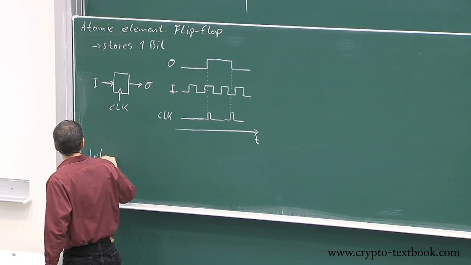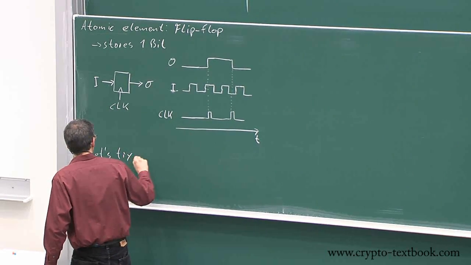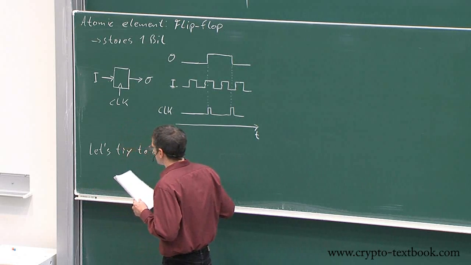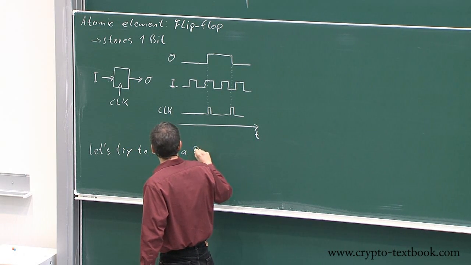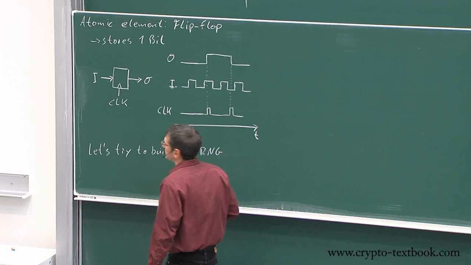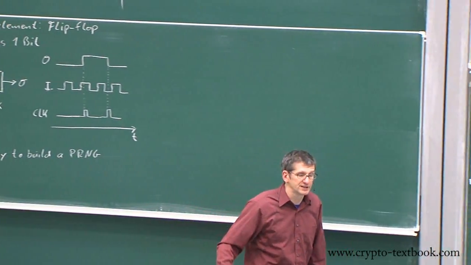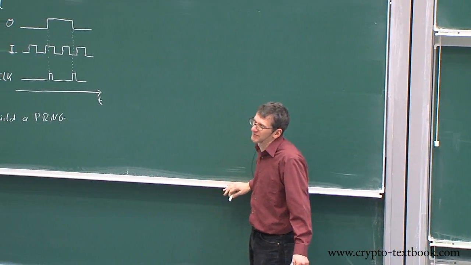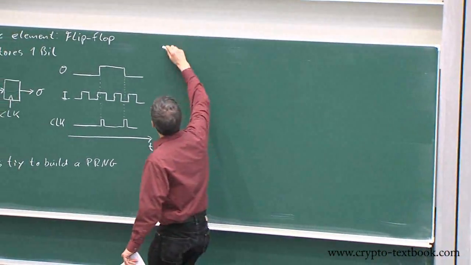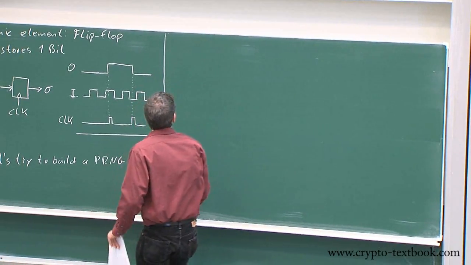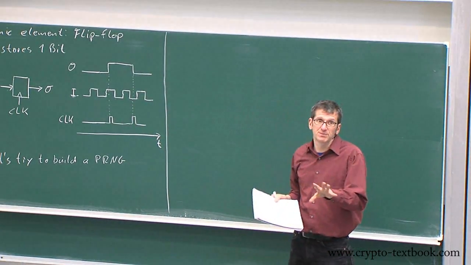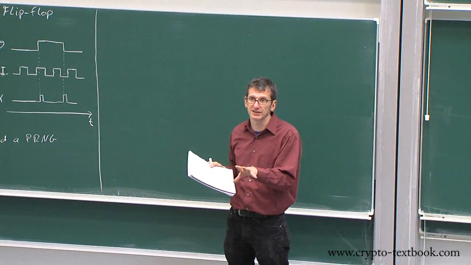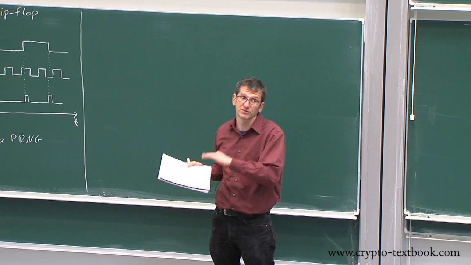Let's try to build a PRNG. Okay, so we want to generate random bits using a flip-flop. Probably not one flip-flop, but several flip-flops. Okay, and now comes a very important drawing for the rest of the lecture, and you need about half a page. Okay, so whoever is taking notes and you come towards the end of your page, turn the page.